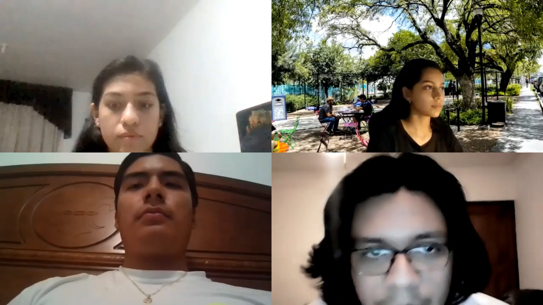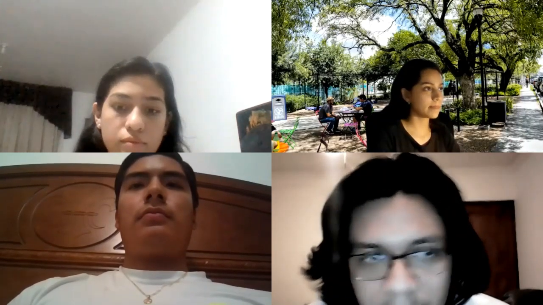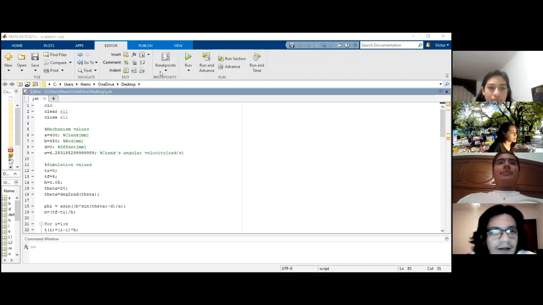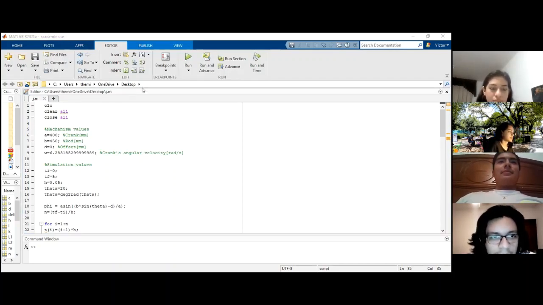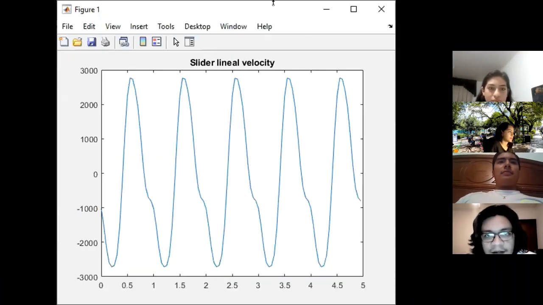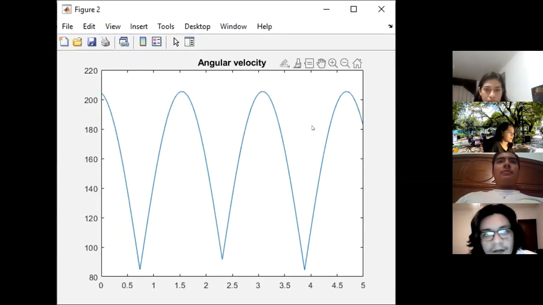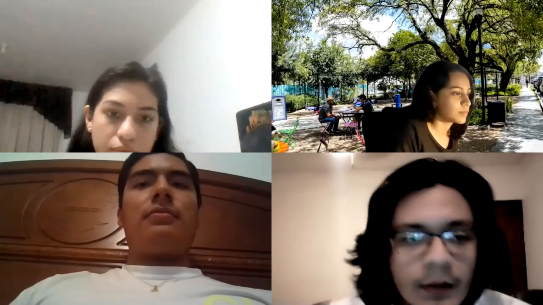Next up, I will show the code working. Now we have a small peek of the code, and now we're gonna run it and see what it does. Here we have the first graph. This is the slider linear velocity. Next, I'm gonna show you the angular velocity graph. This is the angular velocity of the crank. Now returning to the presentation.